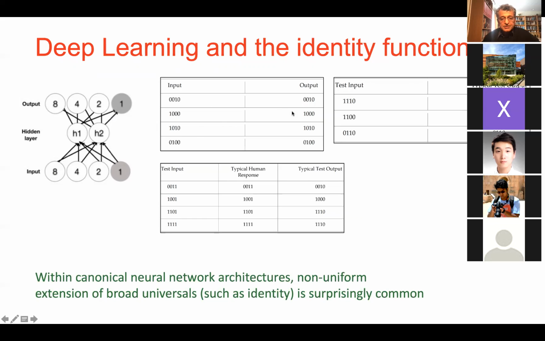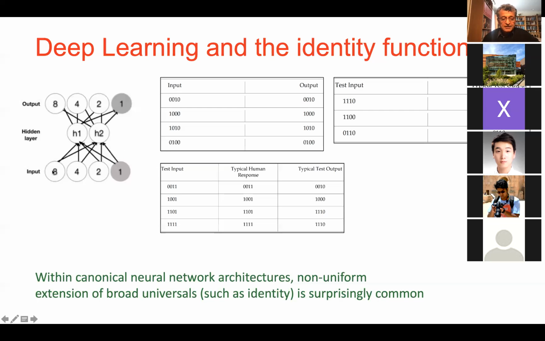Input is 0010, output is 0010. Input is 1000, and the output is 1000. Input is 1010, output is 1010. Input is 0100, output is 0100. So any symbolic-based system would quickly know that your data input and output are the same. So whatever I give you as input, you should be producing it as output.